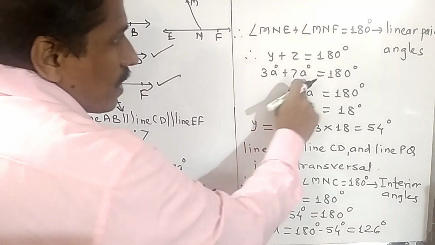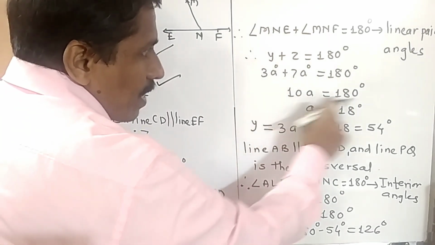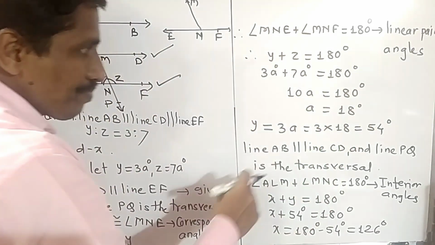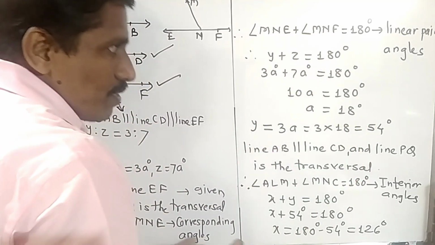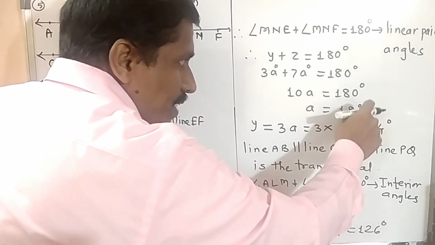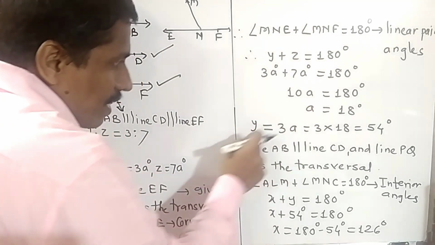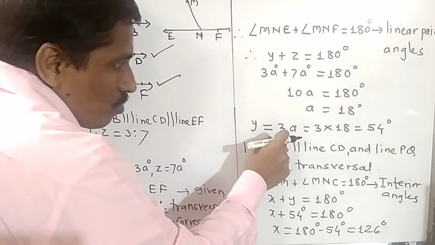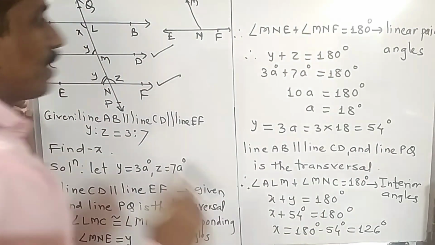3A degrees plus 7A degrees is equal to 180 degrees. 3A plus 7A is 10A. 10A is 180 degrees. A is equal to this. If I transfer this 10, it will become 180 degrees upon 10, that is 18 degrees. Once I get A, I can find out Y. Y is equal to 3A, that is 3 into 18, that is 54 degrees.